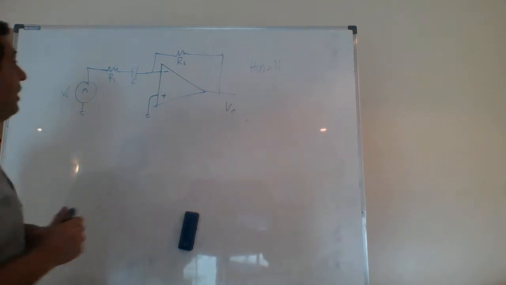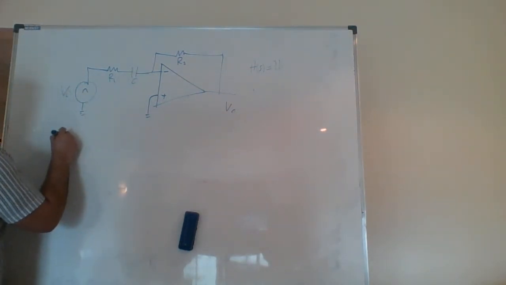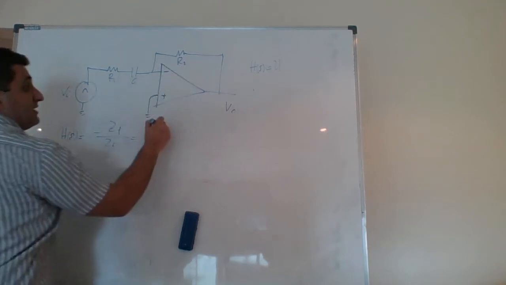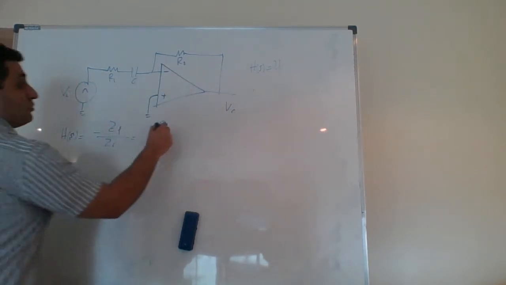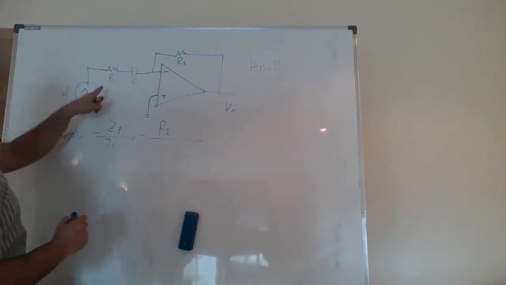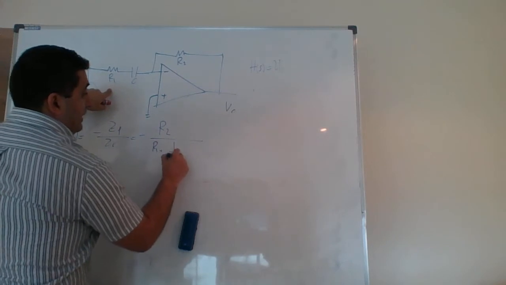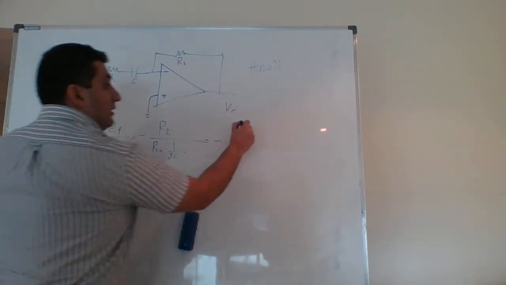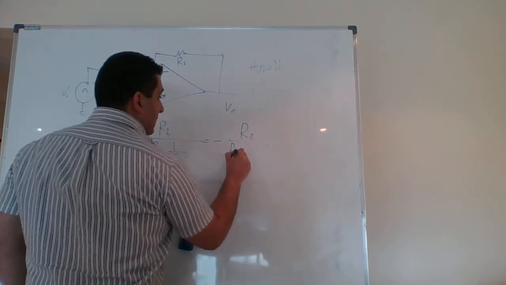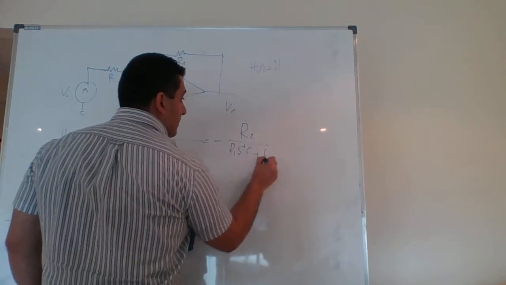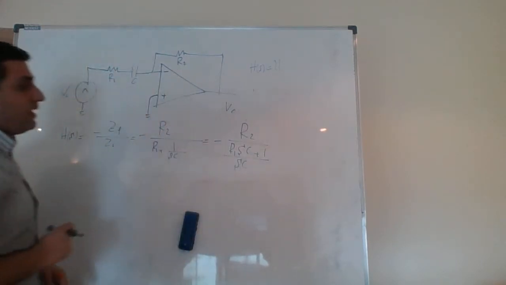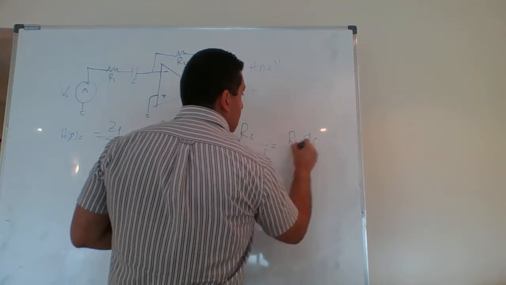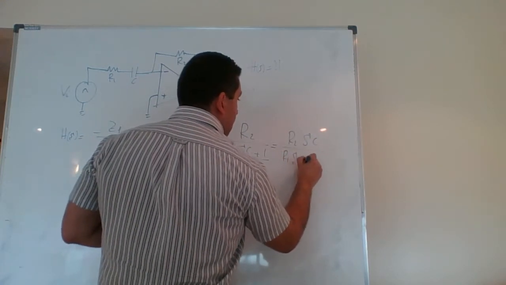Let's start analyzing the system. H of S is equal to minus ZF over ZI. ZF in this case is R2, divided by ZI, which is R1 plus 1 over SC. Great, which is equal to minus, let's do it step by step, R2 divided by (R1 SC plus 1) divided by SC. Okay, which is equal to R2 SC divided by R1 SC plus 1.